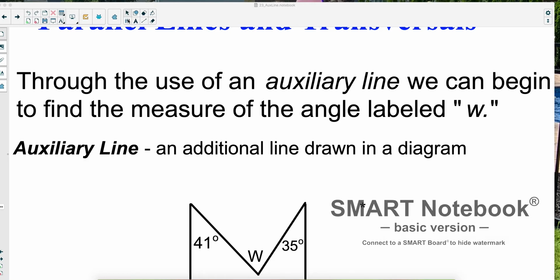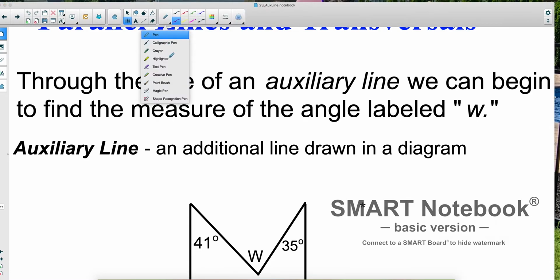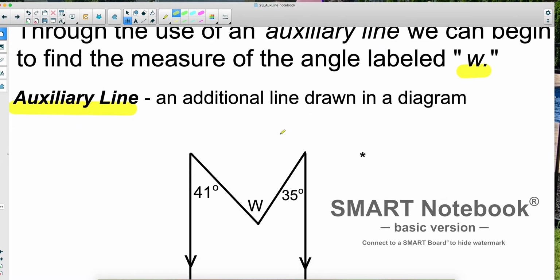So an auxiliary line is just an additional line that we're going to be drawing into our diagram. Okay, so you'll hear us use the term auxiliary line, and that means we're going to place an additional line somewhere in our diagram. Typically, the lines that we use when they're auxiliary lines are parallel, or we extend lines. So we're going to, up here, try to use an auxiliary line to find the measure of angle W. Okay, so let's take a look.